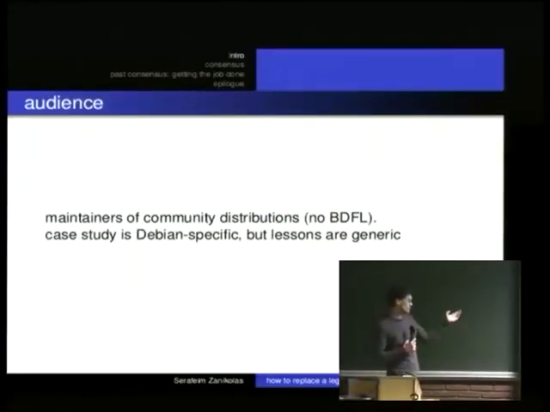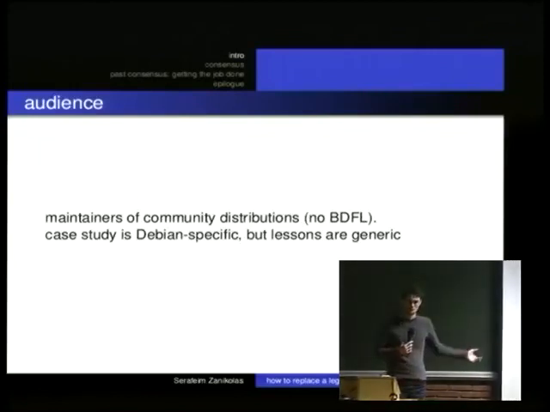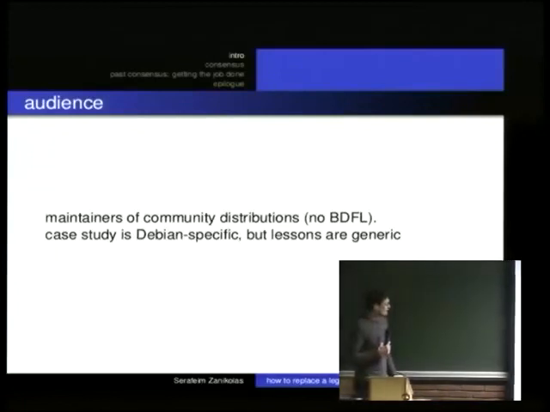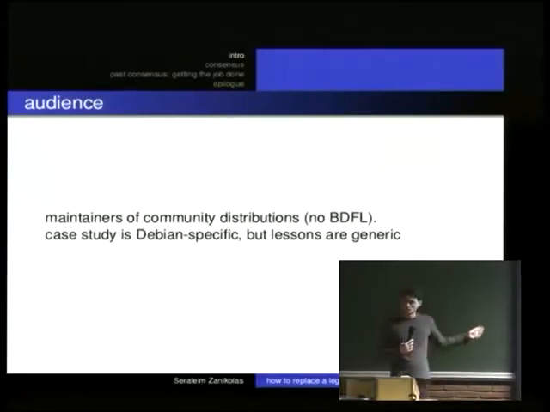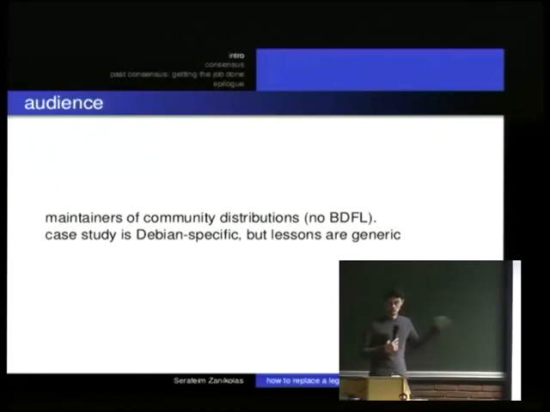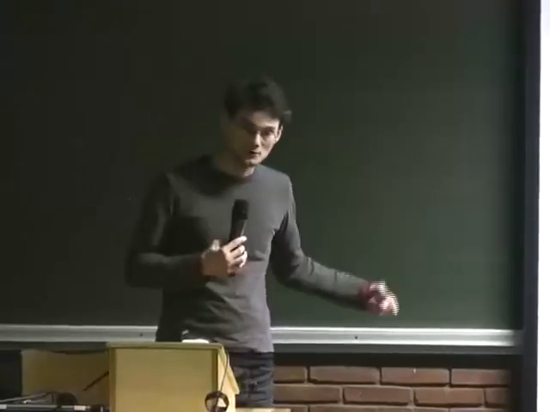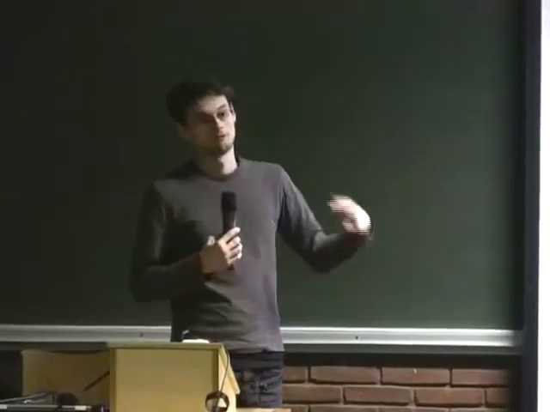So the audience of the talk is basically maintainers of community distributions, and by that I mean distributions where there's no benevolent dictator that says we will do that. It's about distributions where you have to convince people, you have to get consensus to do something. And the tool I'm talking about, the case study, is Debian specific, but I'm drawing some lessons which are, I think, of general interest. So this is not a talk about describing the replacement, it's a talk about the process of getting consensus for replacing the tool.